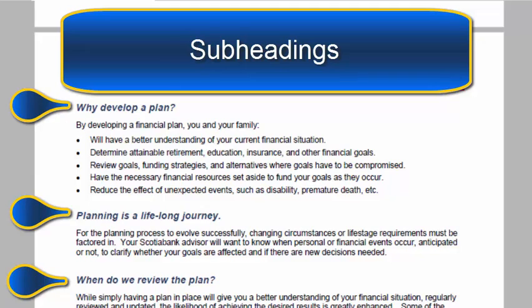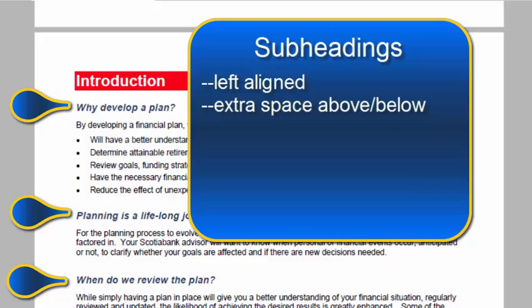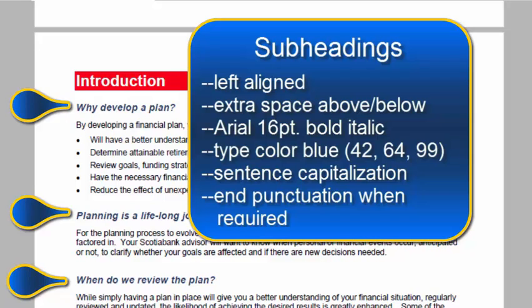Next, you'll notice subheadings. You first see them on the introduction page. Again, the style of these subheadings must be the same throughout the document. Now, in this document, subheadings are left aligned with an extra space above and below. The text is Arial 16 point bold. The text color is a light blue. If you're using your RGB color picker, the red is 42, green 64, blue 99. The subheadings use sentence capitalization, which means only the first word in any proper noun is capitalized. And they also use end punctuation if the subheading is a sentence or asks a question.